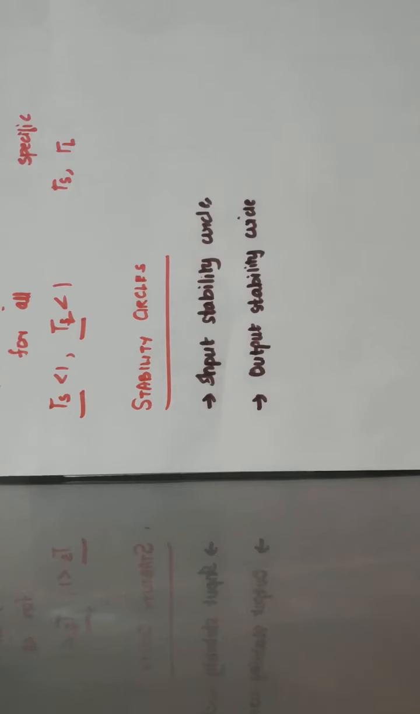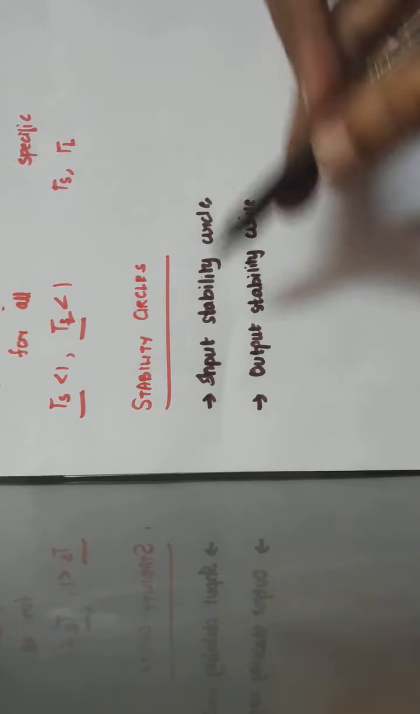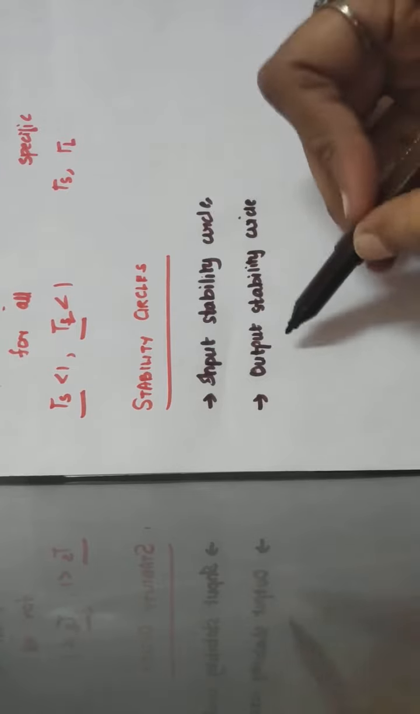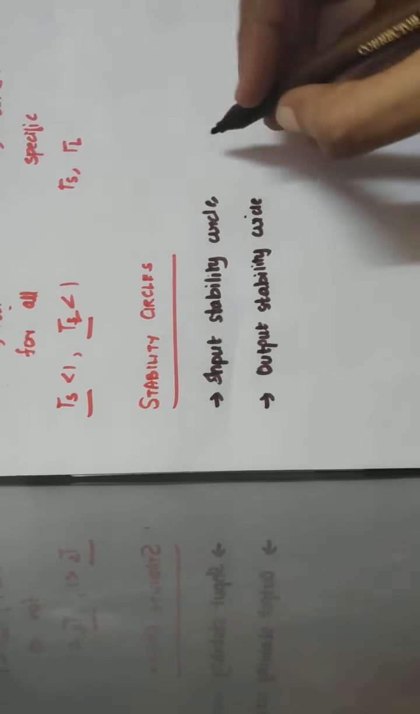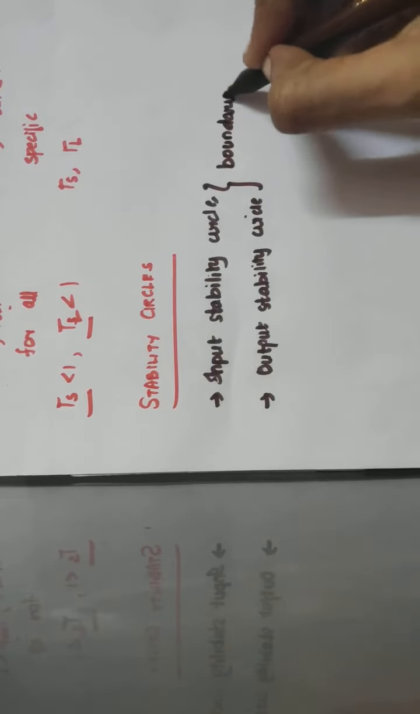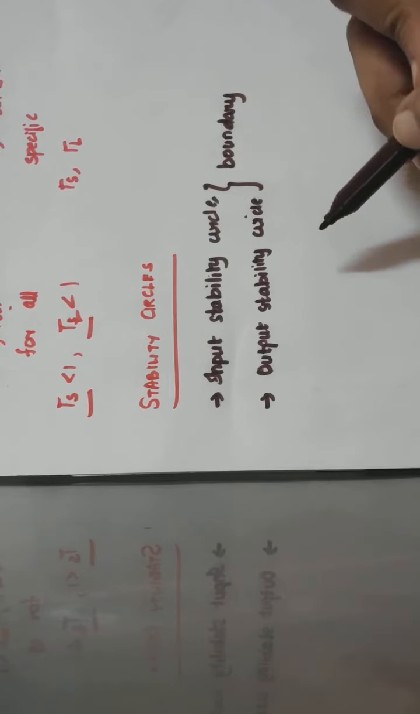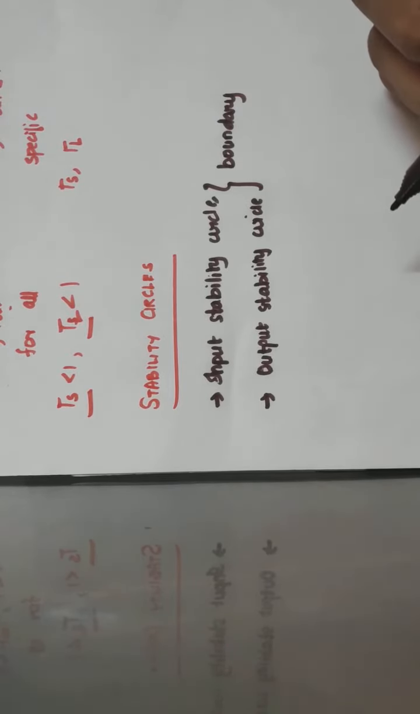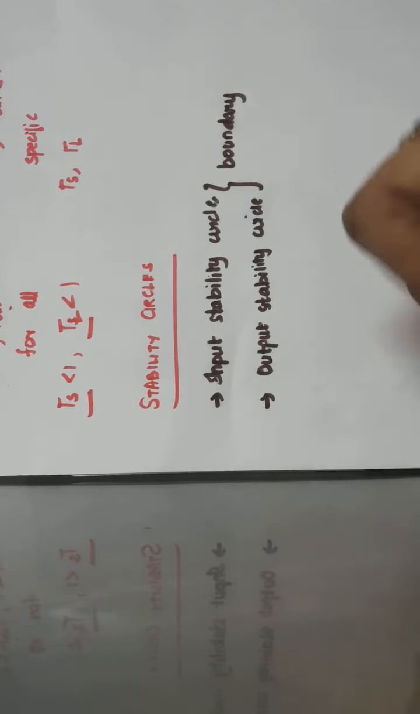Now to find where the amplifier is stable and where it is unstable, we are going to plot two circles called the input stability circle and the output stability circle. These two circles tell us the boundary, or in which region my amplifier is stable in nature and where it is unstable. The intersection of these two circles depicts the stable and unstable regions.